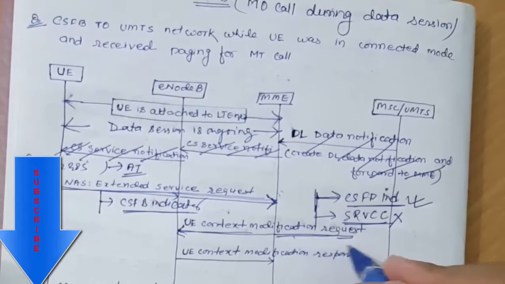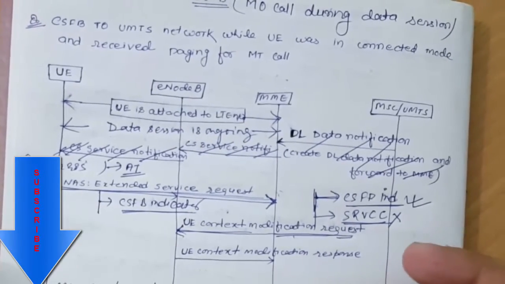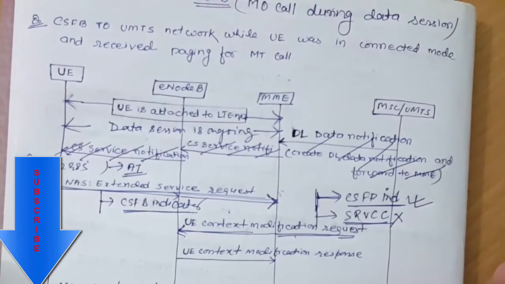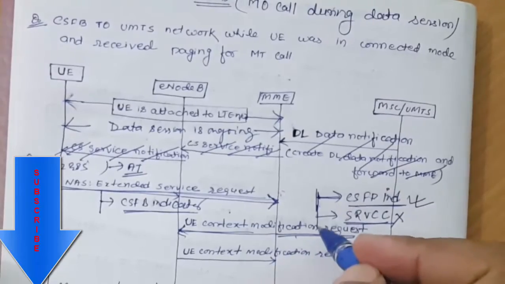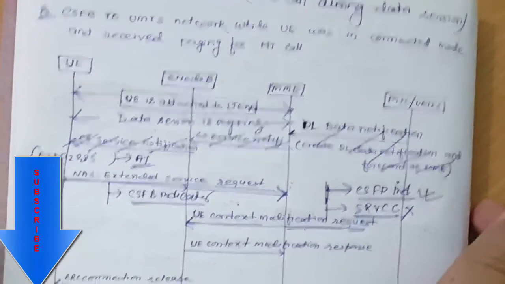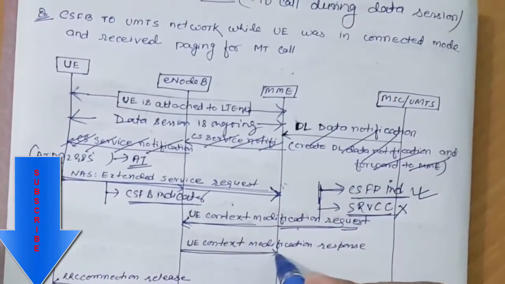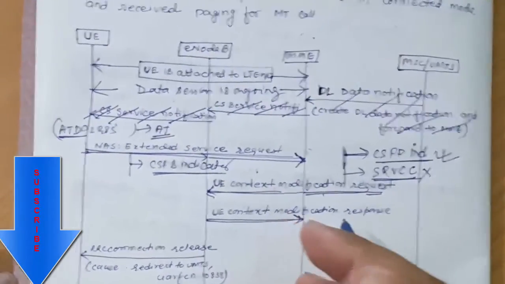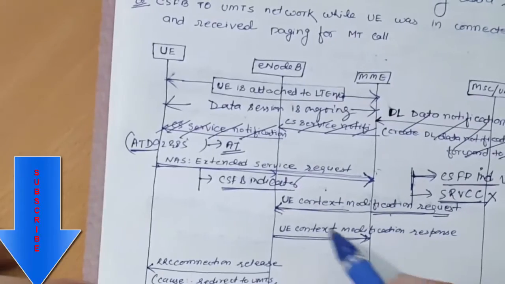Also, some important parameters in the UE context modification request are the E-RAB ID, E-RAB setup information, and other related information, and all of these are sent in the UE context modification request message. After that, the eNodeB sends the response message to the MME.